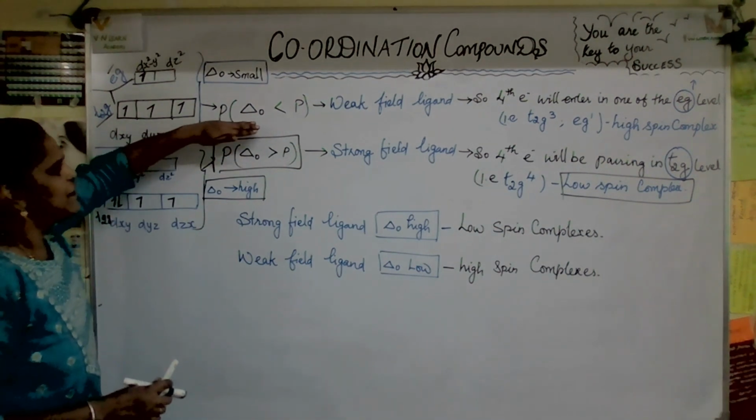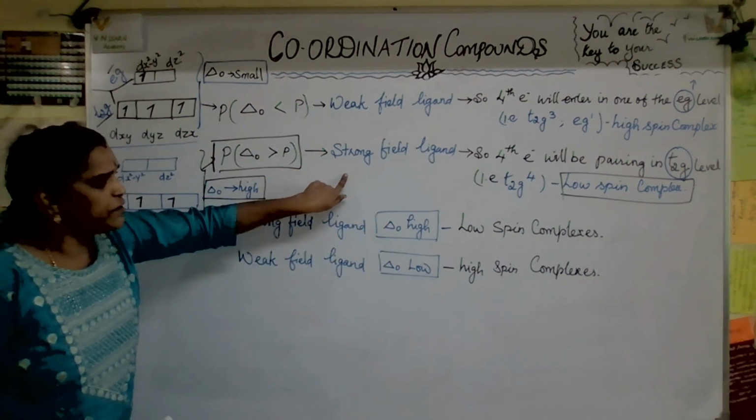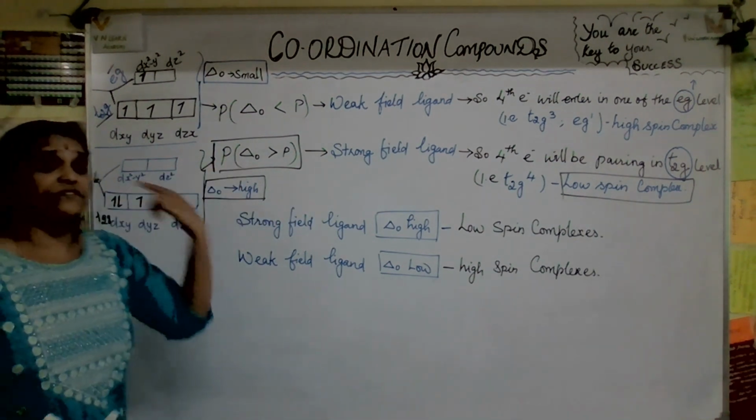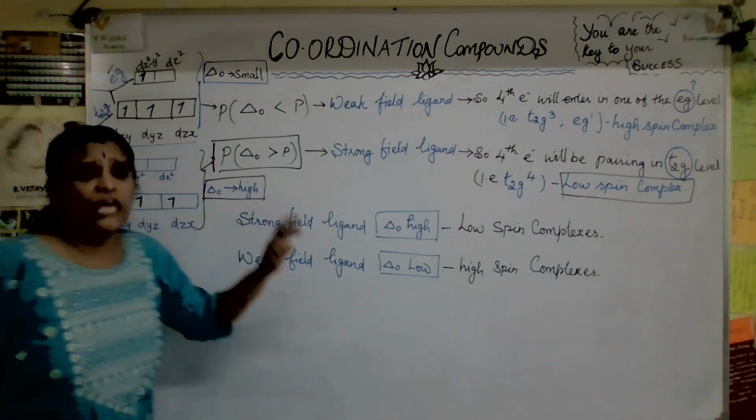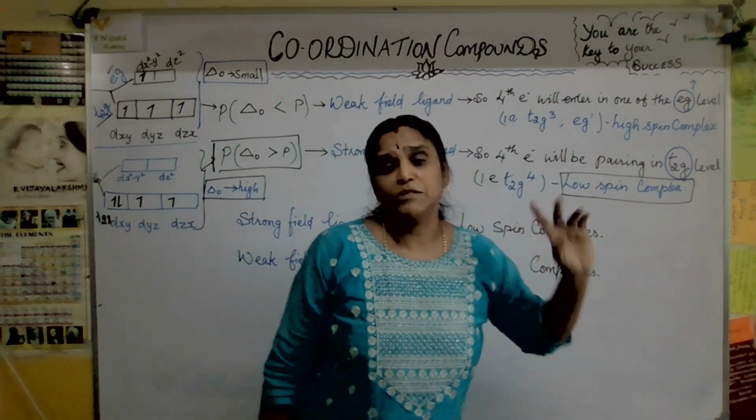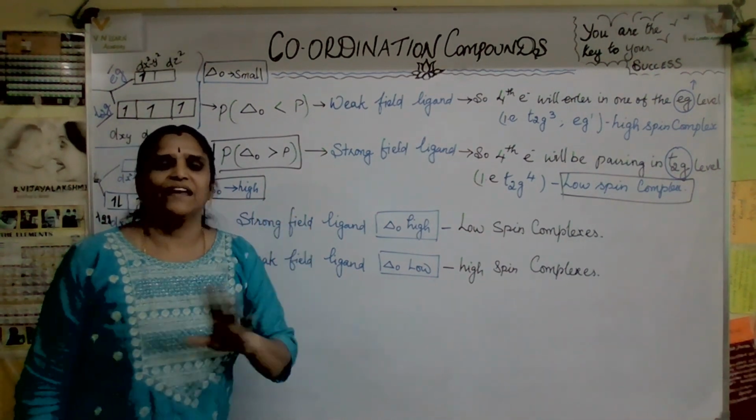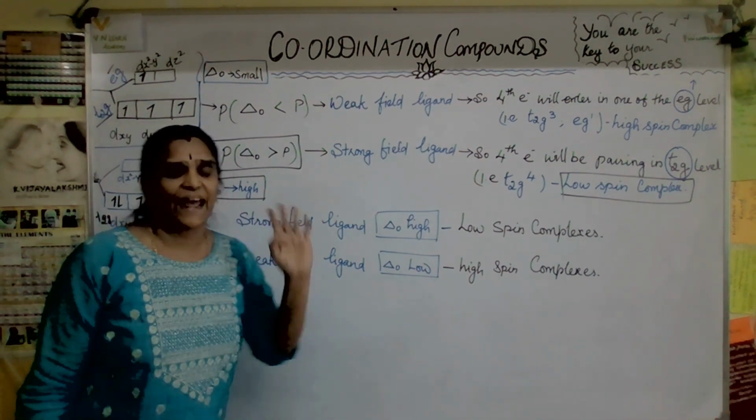Weak field ligand means delta naught is lesser than P. Strong field ligand means delta naught is greater than P. So you can easily make out the answer. If a multiple choice question asks this kind of question, I hope you are very clear, and you can easily write the correct answer.